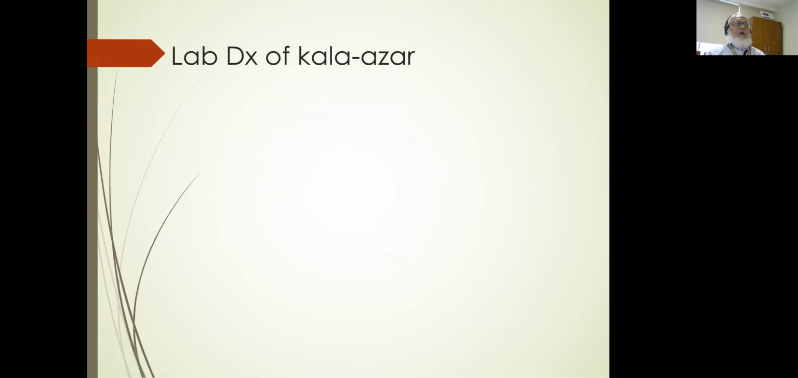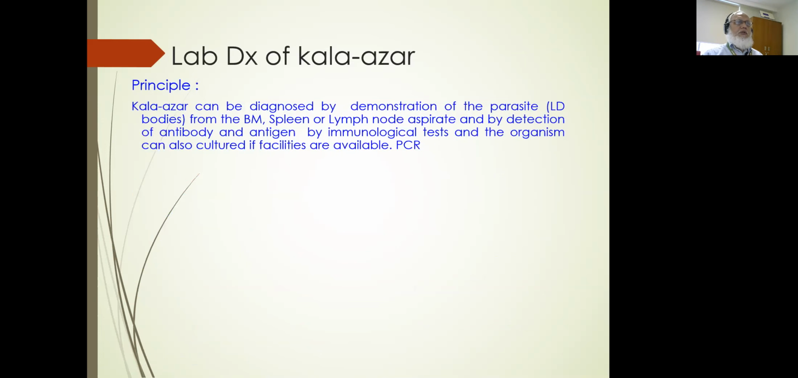So, laboratory diagnosis of Kalajor. In any laboratory diagnosis, it is better to have a principle of 2 to 3 labs. The principle is Kalajor can be diagnosed by demonstration of the parasite, that is LD body, from the bone marrow, spleen, or lymph node aspirate, and by detection of antibody and antigen by immunological test. The organism can also be cultured if facilities are available. PCR can also be done. The most widely used test is ICT for Kalajor using RK39.